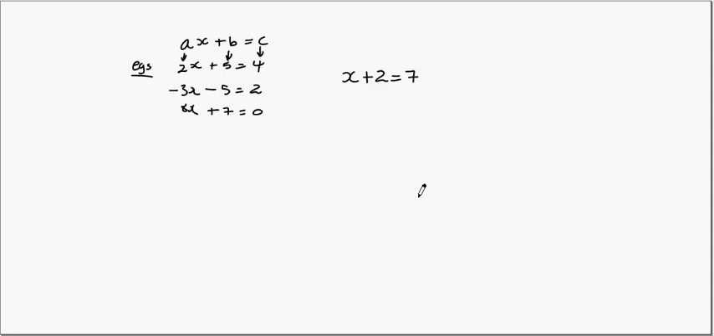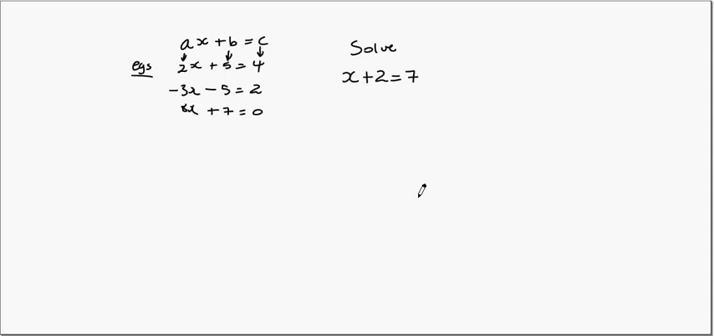Okay, so let's say we had this equation x plus 2 equals 7, and we were asked to solve this. Now, if we are asked to solve this linear equation, what it means is find the value of x that when placed in this equation makes the left-hand side of the equation equal to the right-hand side.